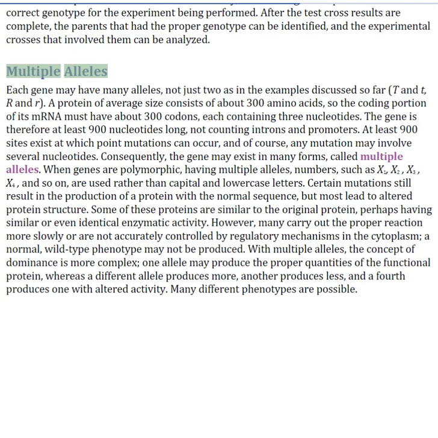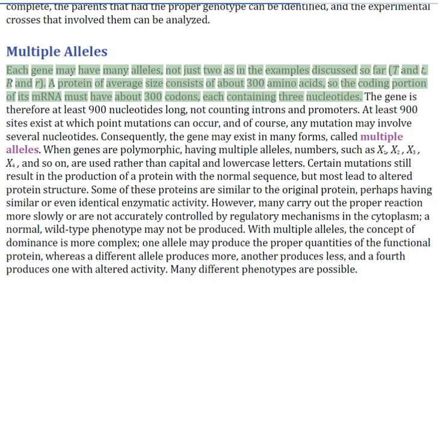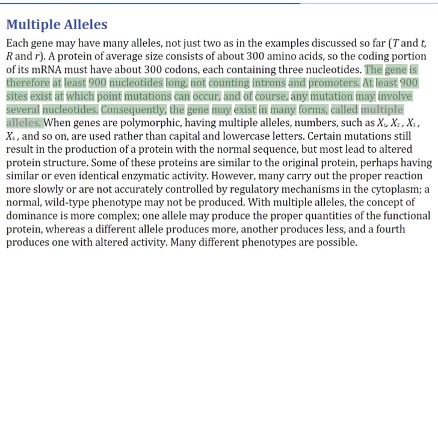Multiple alleles. Each gene may have many alleles, not just two, as in the examples discussed so far. A protein of average size consists of about 300 amino acids, so the coding portion of its mRNA must have about 300 codons, each containing 3 nucleotides. The gene is therefore at least 900 nucleotides long, not counting introns and promoters. At least 900 sites exist at which point mutations can occur, and of course, any mutation may involve several nucleotides. Consequently, the gene may exist in many forms, called multiple alleles.